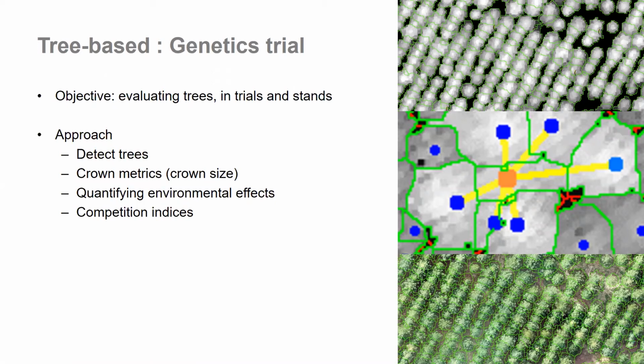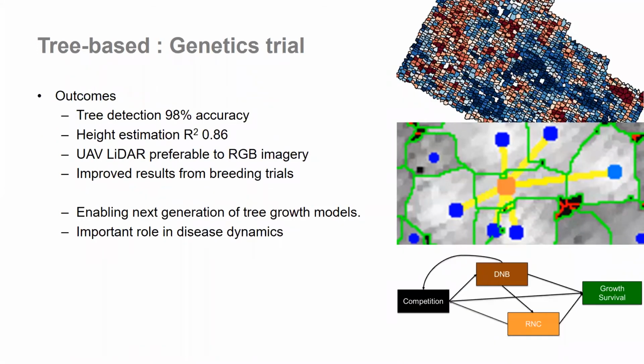So we quantify the competition of a tree by taking into account its immediate neighbours and their relative size and proximity. Results have shown we can detect individual trees with a 98% accuracy and estimate tree height with an R² of approaching 0.9. We also have found that UAV LiDAR is probably the preferable image source compared to RGB, but both can be used. And the methods we've developed are helping us improve results from the analysis of breeding trials.